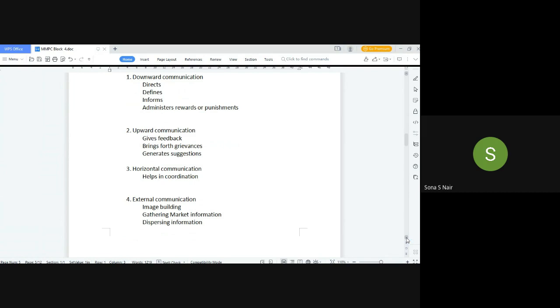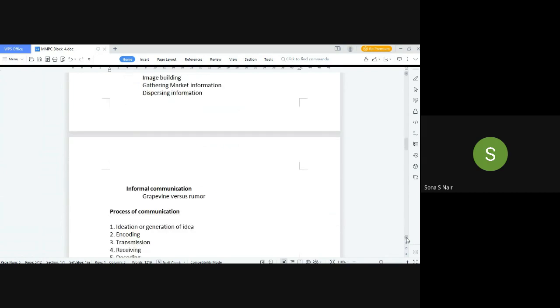Similarly, we also gather market information. We gather a lot of information which comes in. That's also a part of the external communication. We might do some researches. We might be dealing with consultants. We might be dealing with people who are helping us build our product, right? We might also be dispersing some information to maybe shareholders, sending newsletters, stuff like this, right? So that is external communication. There are four basic types of communication which are happening: downward, upward, horizontal, and external communication, right?